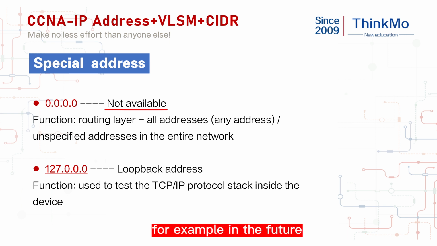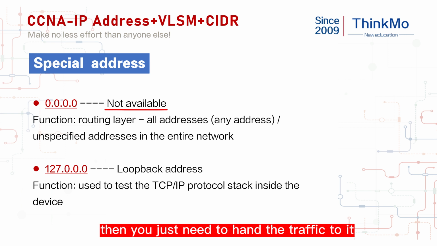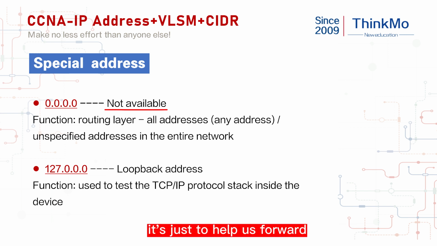For example, in the future you are going to access the internet and visit various websites. Every URL you visit has a different destination. Any business we visit is actually an internet business, the operator's business. As long as you are online, it is the operator's network. You just need to hand the traffic to it, and it helps us forward.